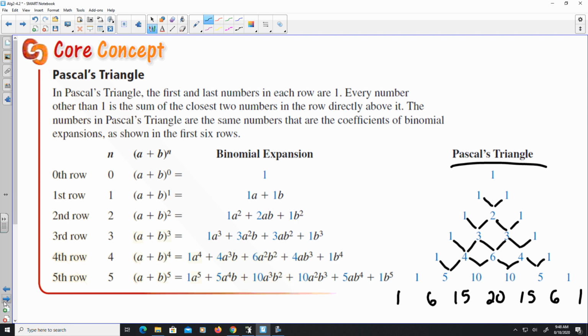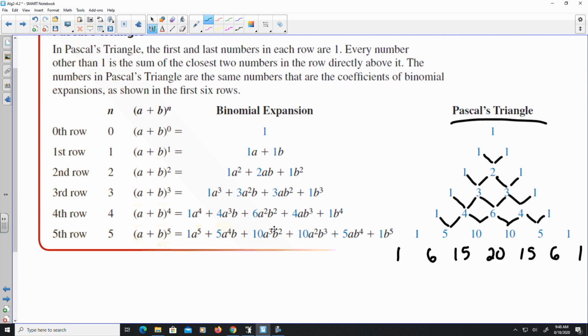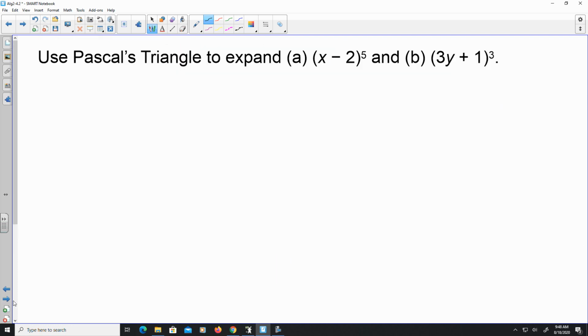So essentially what they're telling us is we can find the exponent of any binomial just by using Pascal's triangle to help us solve it. So, for instance, if we look at this example here, they want us to find x minus 2 raised to the 5th power.